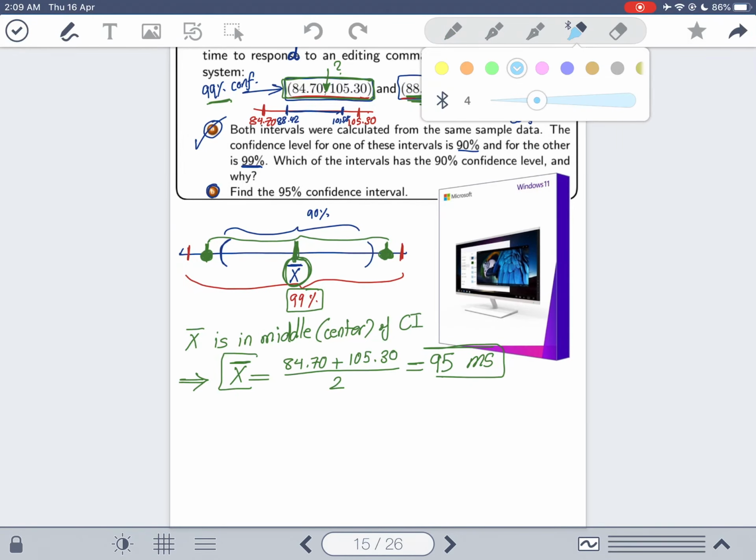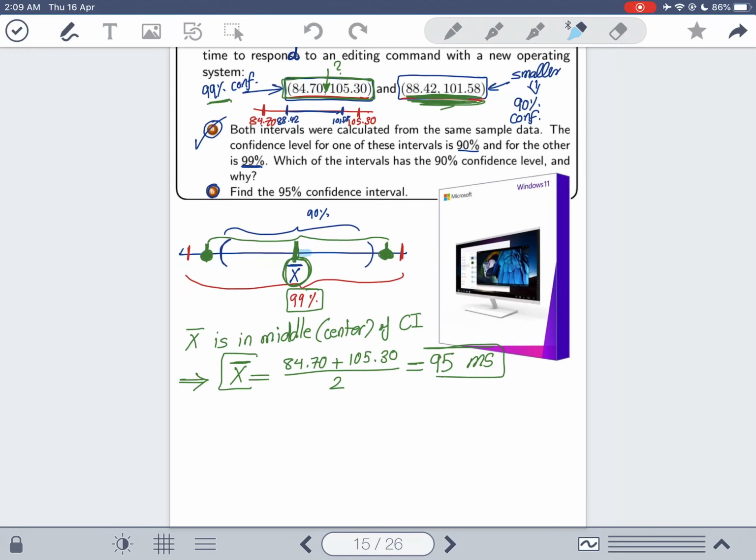Do we know the margin of error, which is half of the length of this interval? We know that this number here, if we're taking the 99%, is 105.30. And this number here is 84.70. And now X bar, we computed it and it's 95 milliseconds, if everything is in milliseconds here.